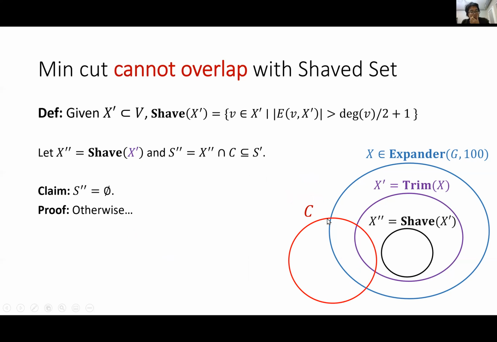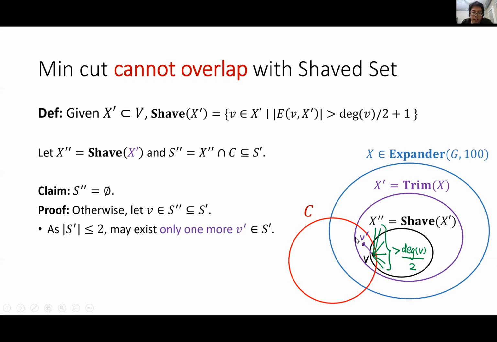So now the claim is that a min cut cannot overlap at all with the shave set. That is, if you take S double prime to be the intersection between X double prime and C, then this will be empty. So let's prove it. Suppose that this is not the case. Suppose that there is some non-trivial intersection. So let that be V in S double prime. All right, and that V is also in S prime here, right?